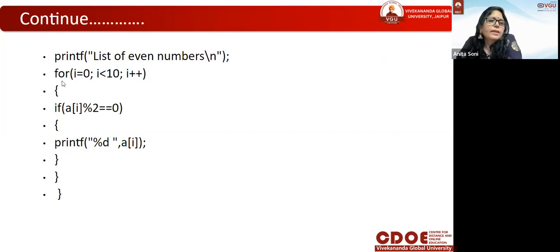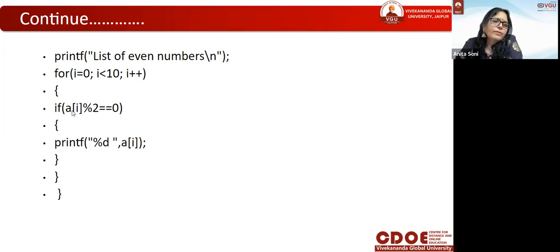Here you are traversing an array because you have to pick each value of an array. So how would you pick each value of an array? You have to traverse it. For that, you have to use a loop. So for i equal to 0, again i less than.